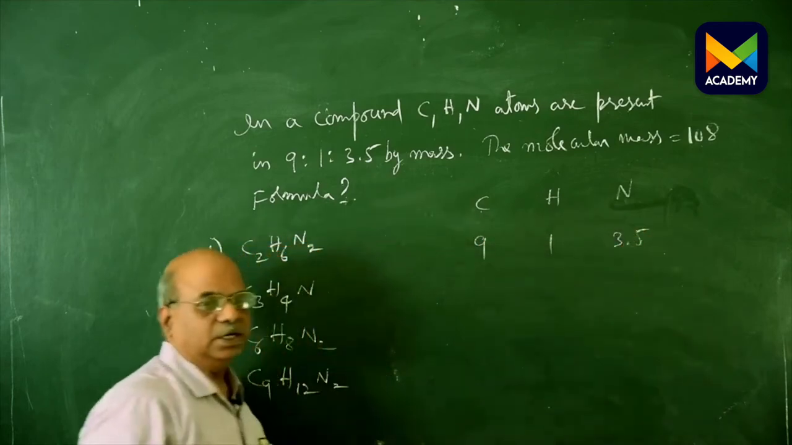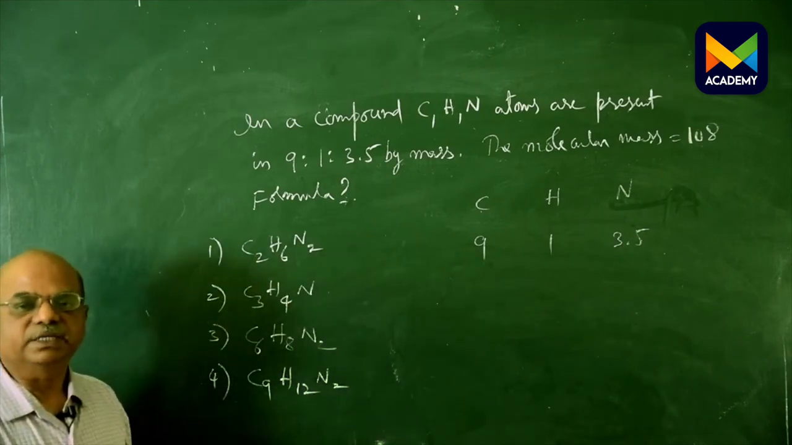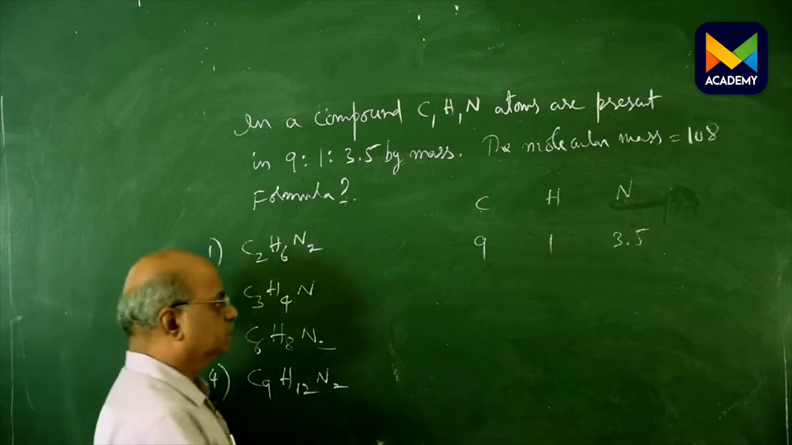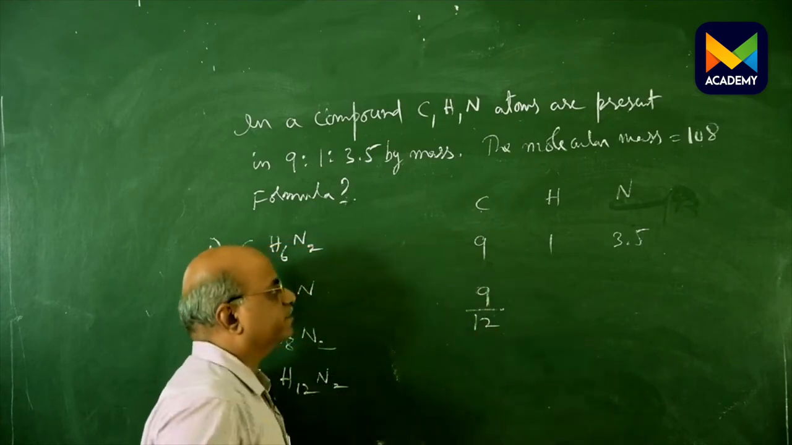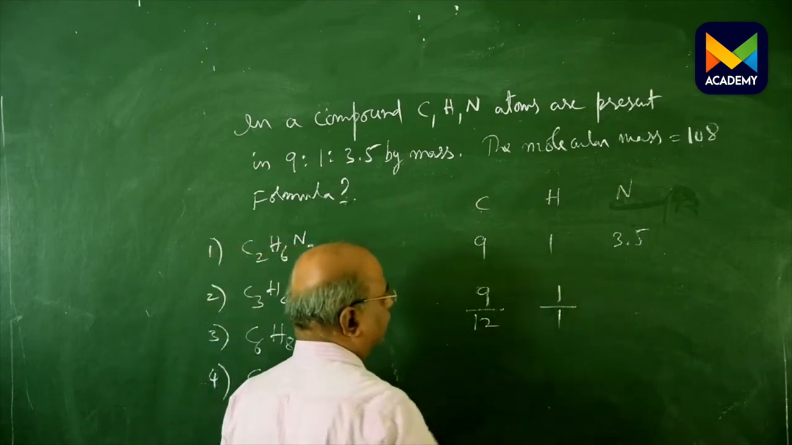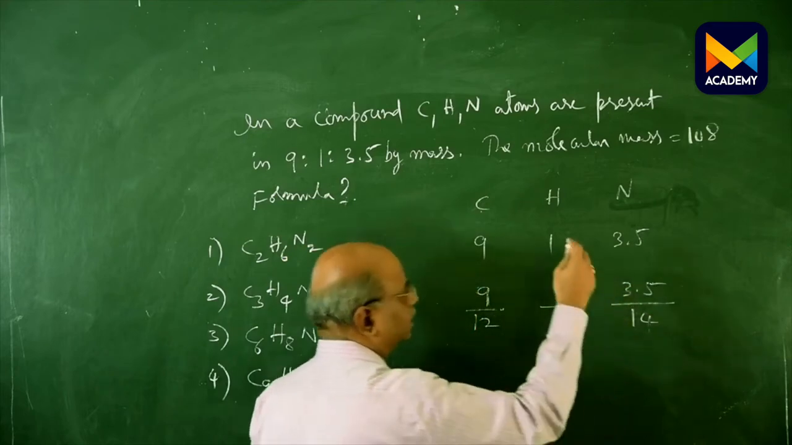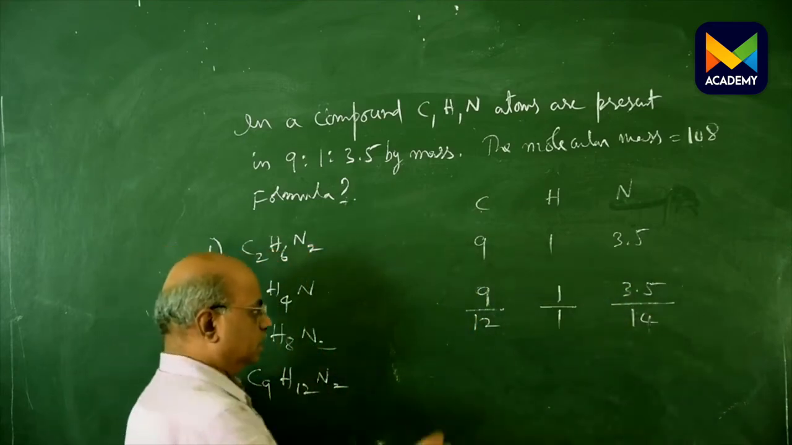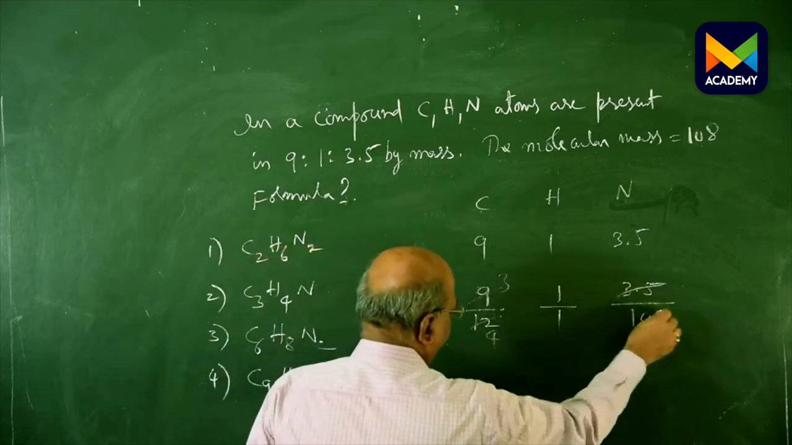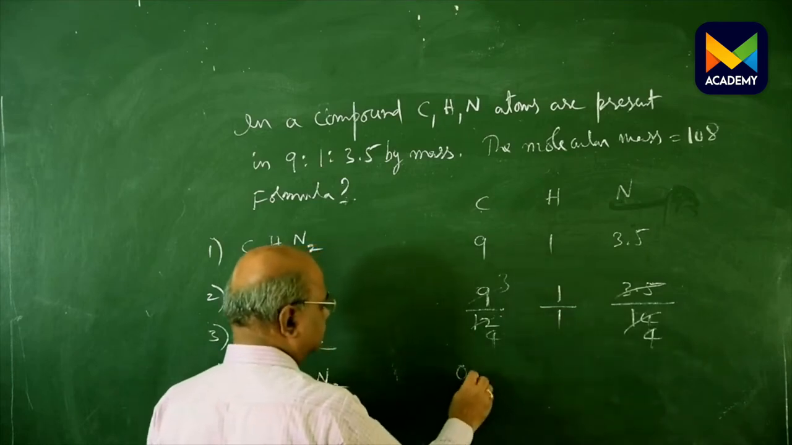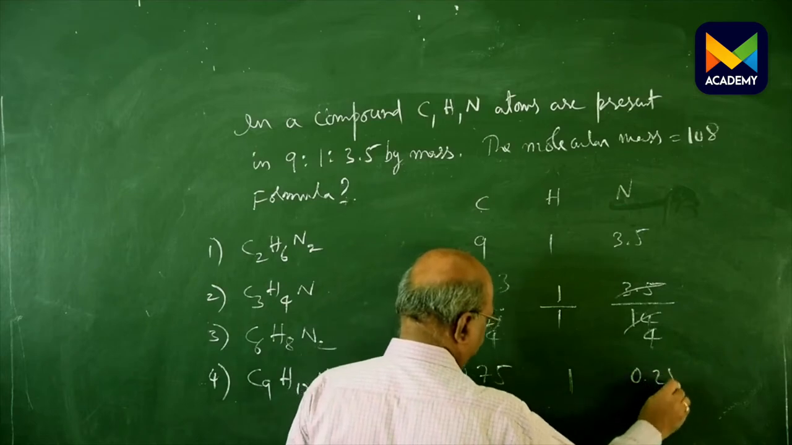9:1:3.5. In order to get the relative number of atoms, we have to divide the masses of the elements by their respective atomic weights. So in that case, we get 9/12, the atomic mass of carbon, 1/1 approximately for hydrogen, and 3.5/14 for nitrogen. This is 0.75, 1 and 0.25.